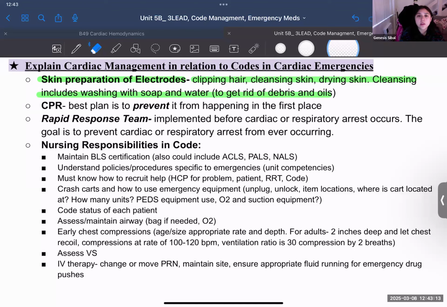So if we can understand some of the core issues and the origin of how they got there, like the H's and T's, that's what we want to do. CPR would obviously be the last thing. If they really needed it, then we'll do it. Rapid response team, you guys know what that is. It's basically to prevent a cardiac or respiratory arrest from ever occurring.